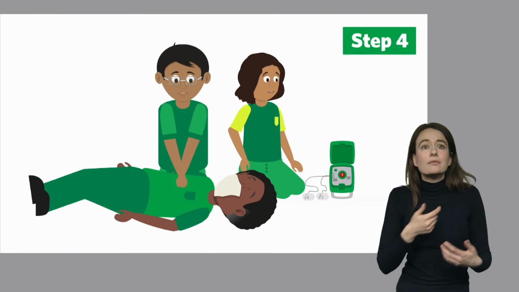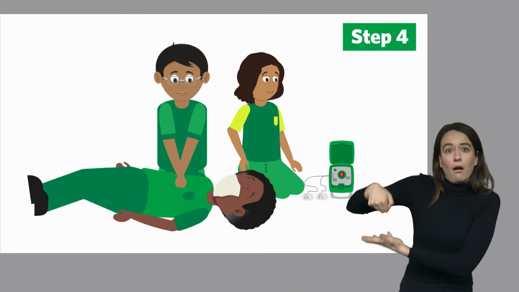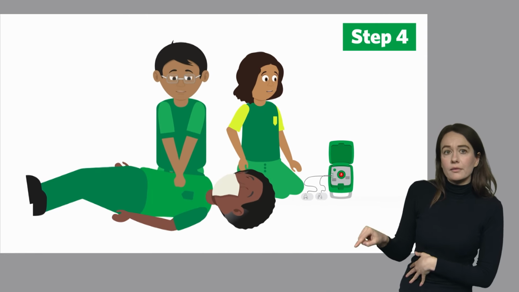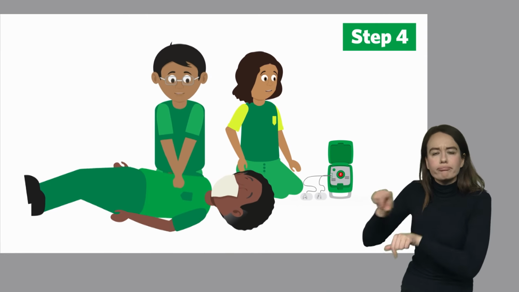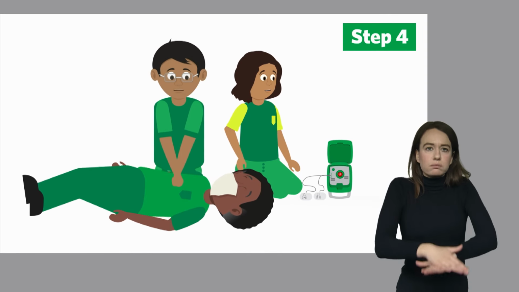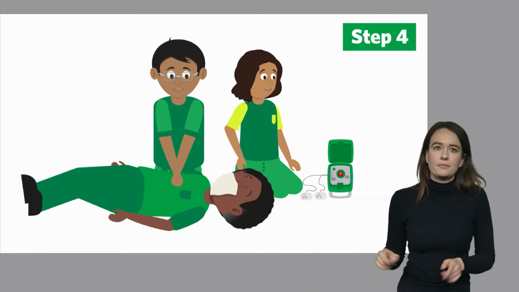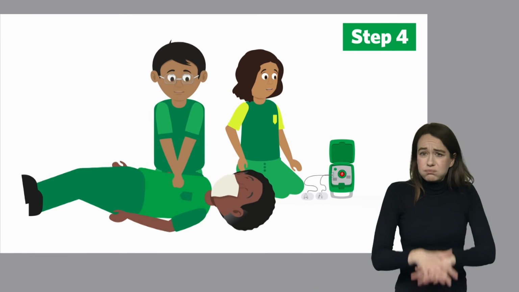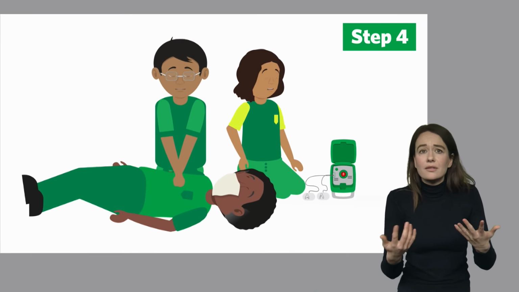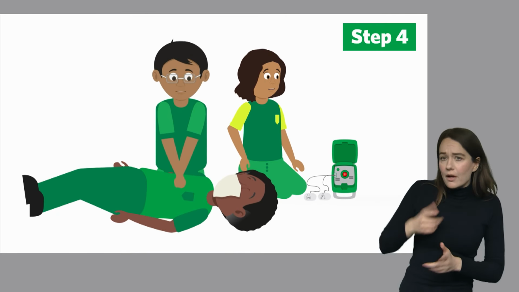If a helper returns with a defibrillator, ask them to switch it on and follow the voice prompts while you continue CPR. Wherever possible, the helper should maintain a distance of 2 meters. It's worth noting that if you're unable to do CPR yourself, then you can instruct someone else to do CPR using the steps you've learned.